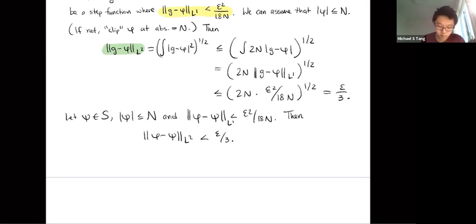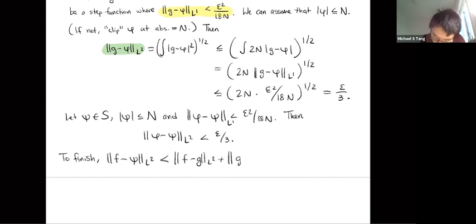Okay, so now we're basically done because we have f minus phi in L2 norm being less than f minus g, plus g minus phi. This is by the triangle inequality, and plus phi minus psi. And we have 3 epsilons over 3. So we just get our final bound.